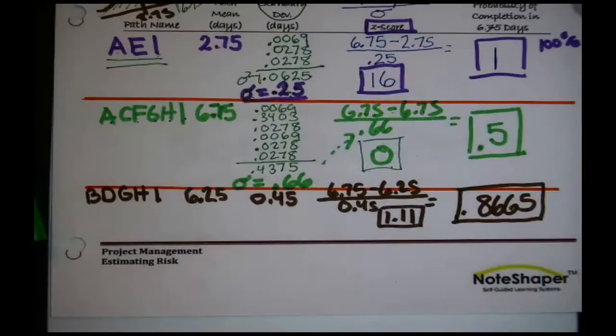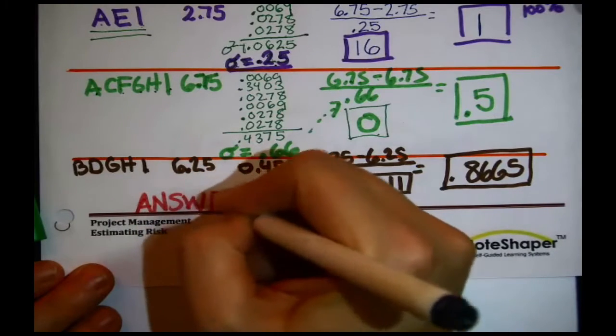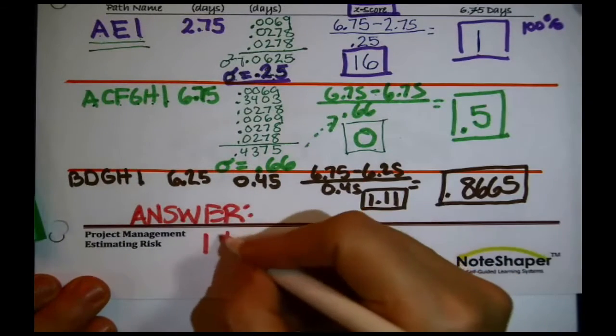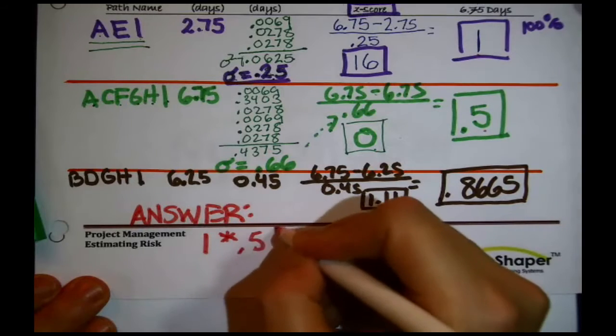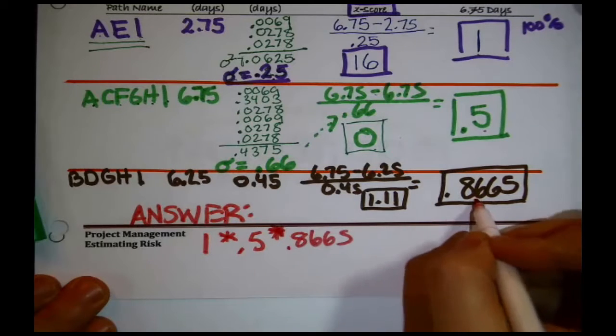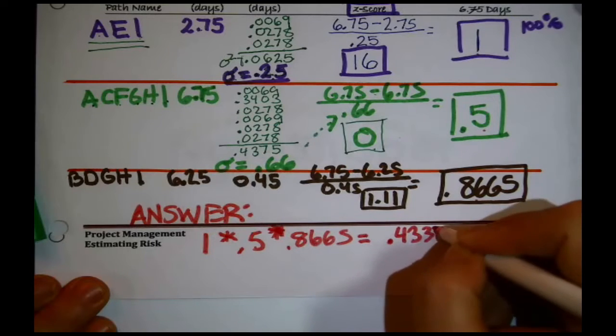How do you calculate joint probability? You have different individual probabilities. Multiply them times each other. So, to answer the question, finally, I'm going to squeeze it in down here at the footer. Answer. The question is, within 6.75 days, I say 1, right? The 100% probability times 0.5, the 50% probability, times 0.8665, that probability, each one of the paths, I get, whoa, wait a minute, 0.4333, or basically about 43%.